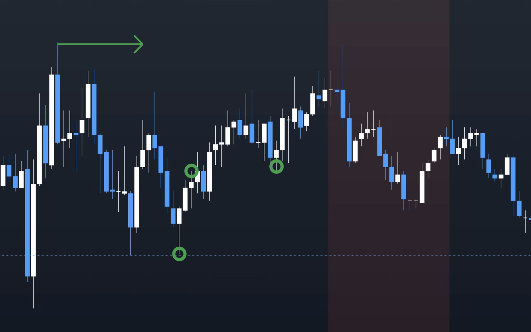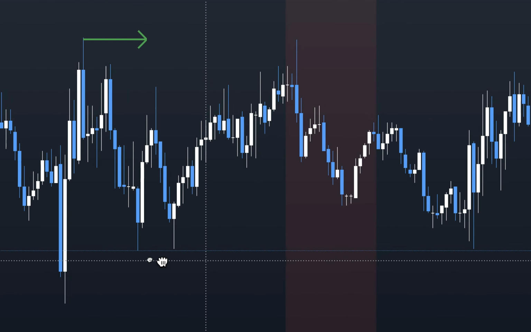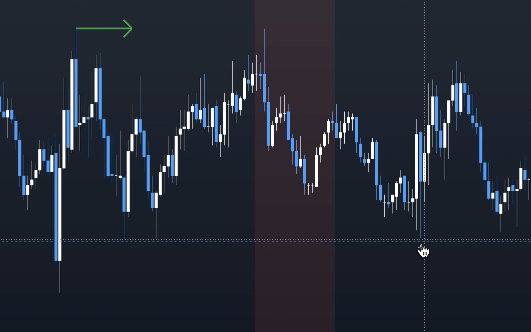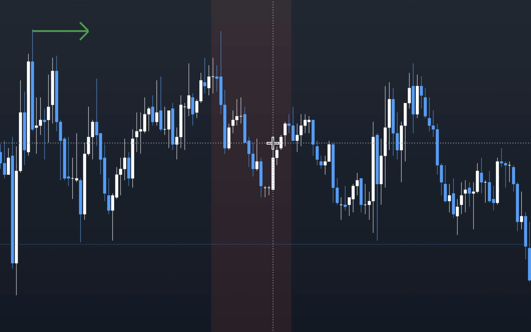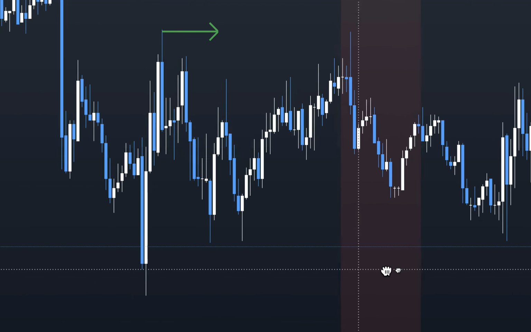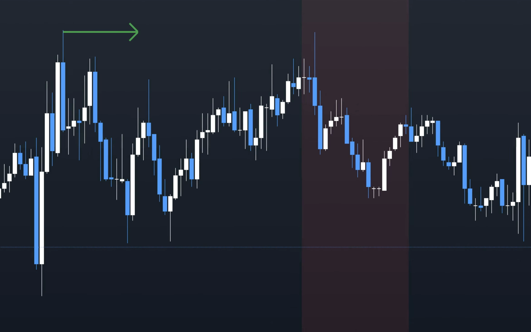All right, let's analyze this chop day. So here's the day in full. Right here, my maroon is an indicator that tells me when lunch was, so I'm not trading lunch. So let's look at this through the trading day and look at a couple of my trades.